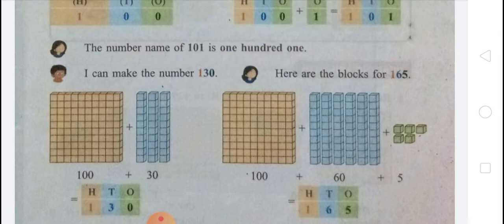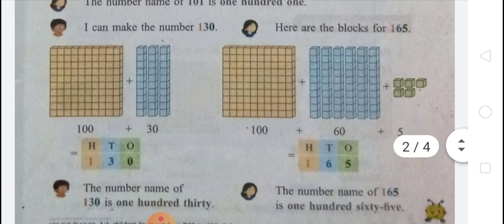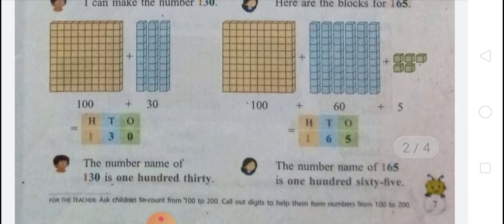In 165, on 1's digit there will be 5, on 10's digit there will be 6, and on 100's digit there will be 1. And for 130, the number name of 130 is 130. And the number name of 165 is 165.